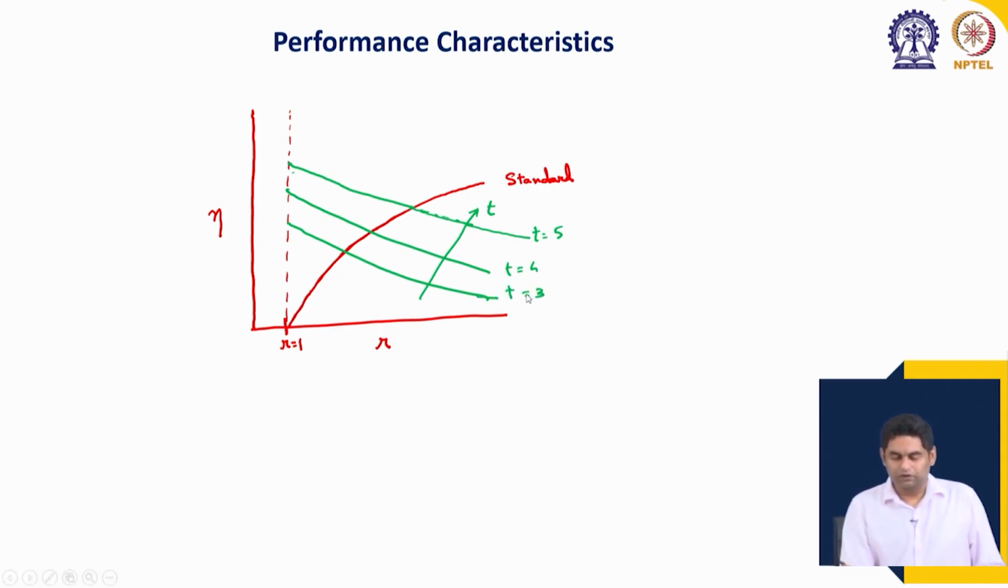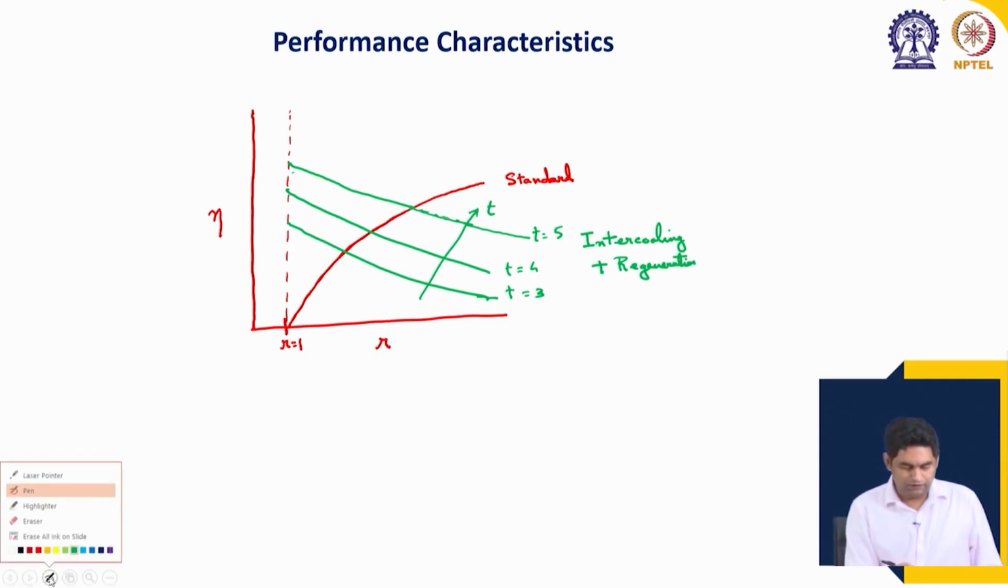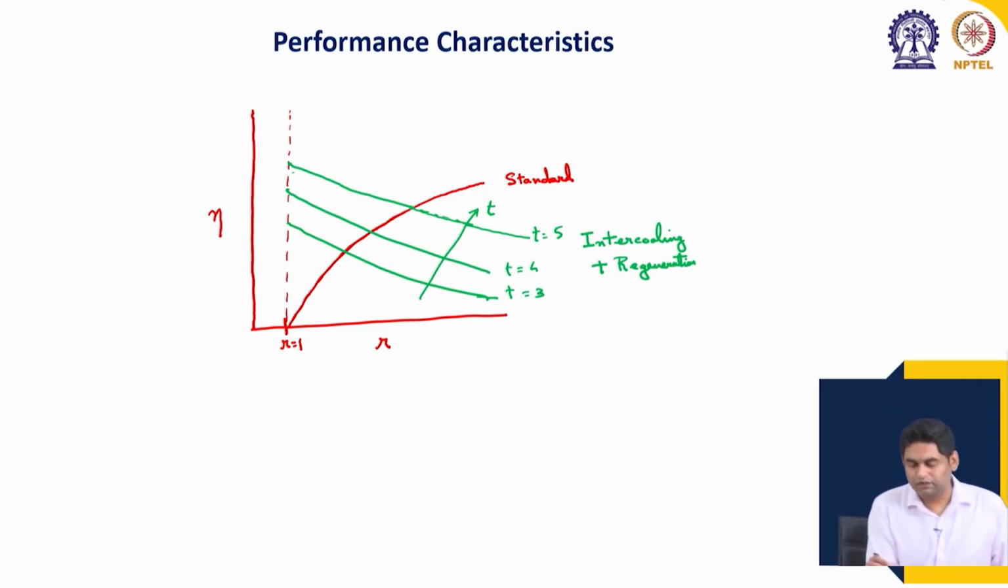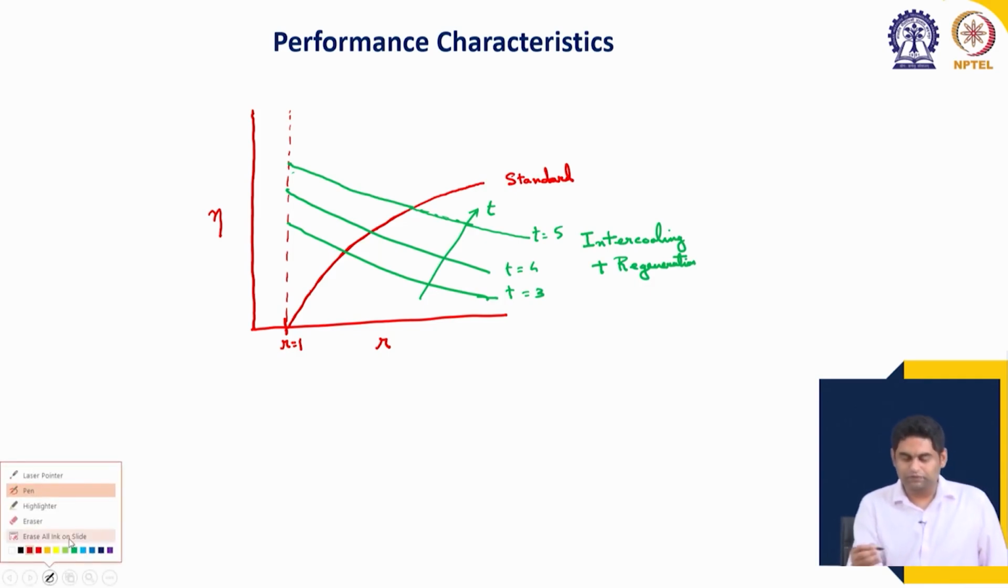So, let us say this is intercooling plus regeneration, which is the highest efficiency we have obtained till now, slightly higher than that of reheat plus regeneration. Now, for this case, combining everything together, we get the highest possible efficiency among all cycles. So, it is even beyond that of the intercool plus reheat cycle.